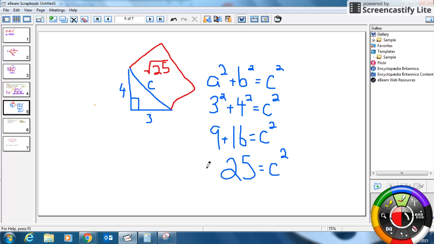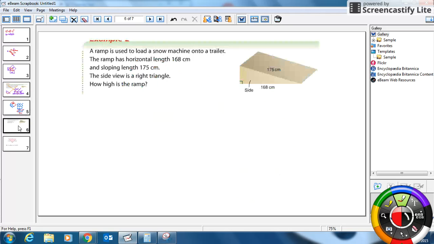Hey, 25 is a perfect square, so we know when we do this square root sign over 25 that our answer will be 5. And in this case, basically we're saying this: the square root of 25 is 5, or the side length C is equal to 5. There you go. So let's take this and apply it to a question.